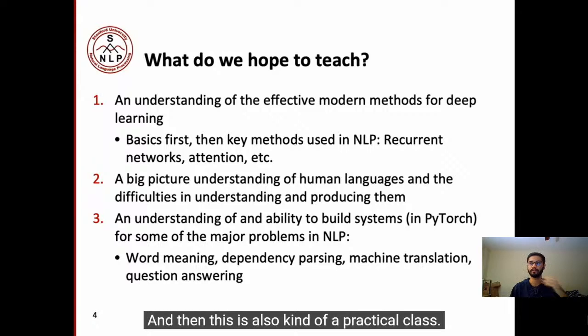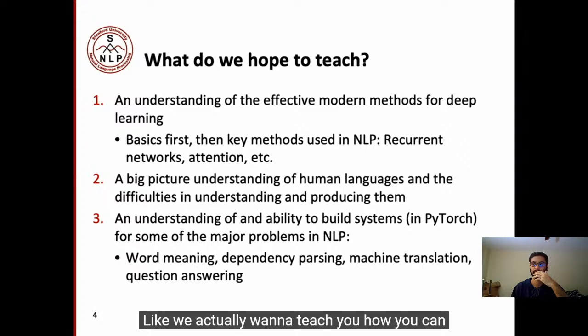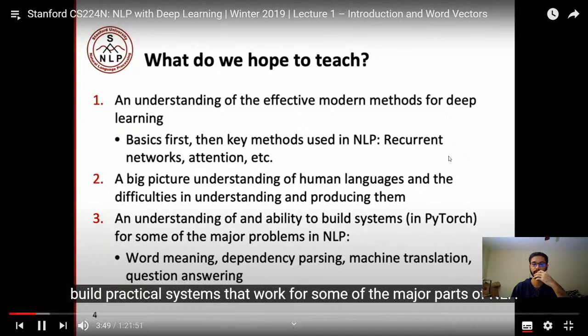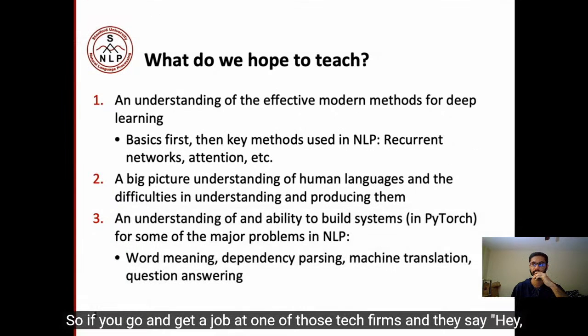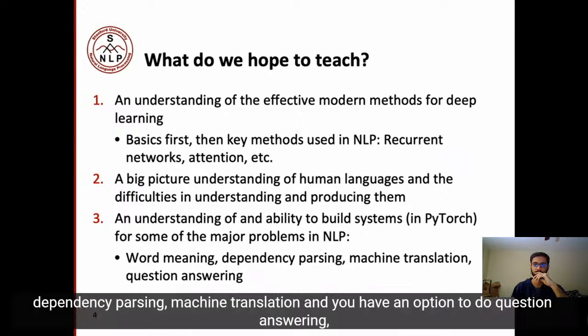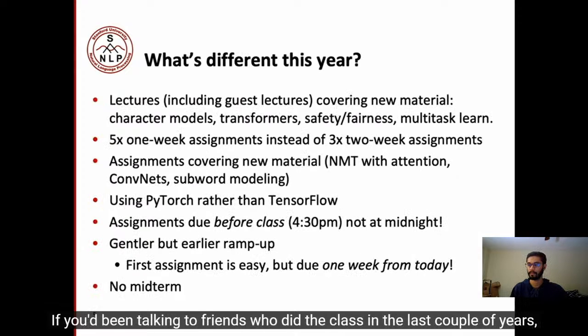And then this is also kind of a practical class. Like, we actually want to teach you how you can build practical systems of NLP. So if you go and get a job at one of those tech firms and they say, hey, could you build us a named entity recognizer, you can say, sure, I can do that. And so for a bunch of problems, obviously we can't do everything. We're going to do word meaning, dependency parsing, machine translation, and you have an option to do question answering, actually building systems for those.